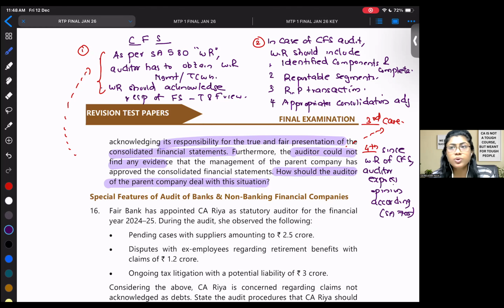Can you acknowledge whether you understood this presentation? And this presentation you should sit and do. If you only read, you won't get it. You have to sit with pen and paper and do. It's either qualified or disclaimer depending upon the pervasiveness. So we can conclude by saying you should analyze the impact on opinion. It should be qualified or disclaimer.